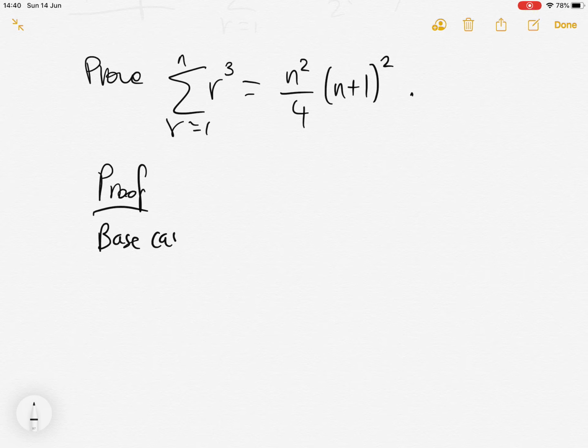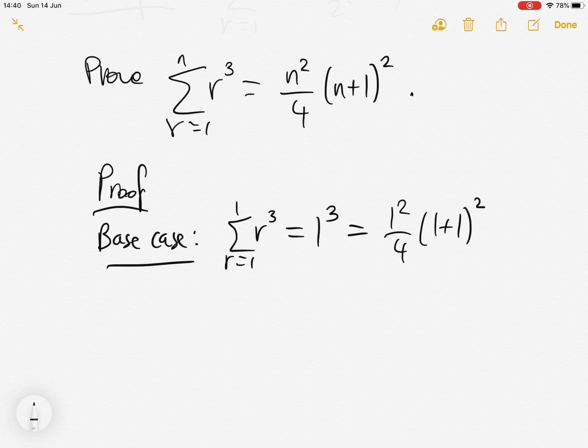So if n equals 1, we have the sum from r equals 1 to 1 of r cubed, which is just 1 cubed. And then if n is 1 on the other side, we've got 1 squared over 4 times 1 plus 1 squared, which is also 1. So we can say true for n equals 1. Not much to do there.